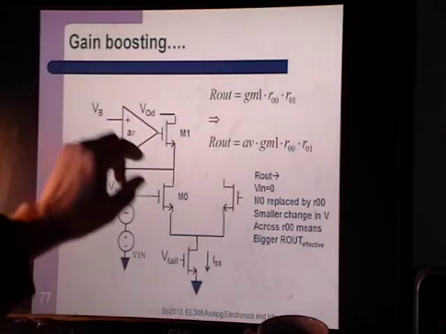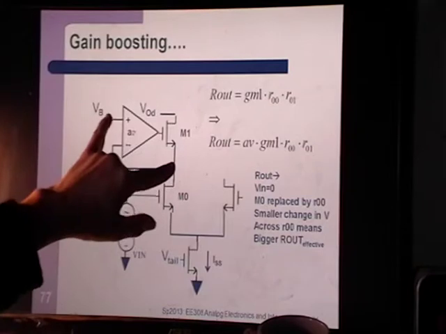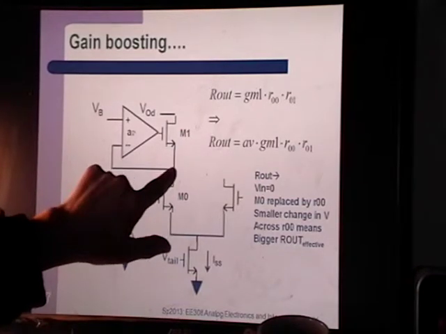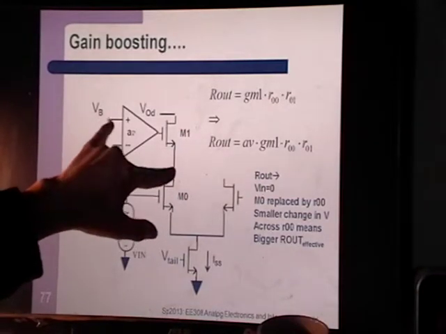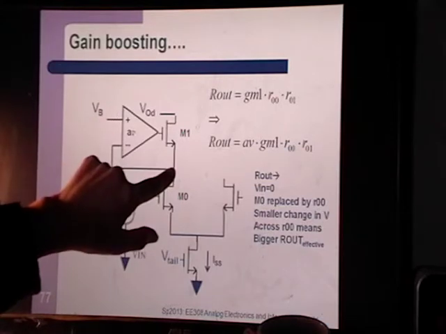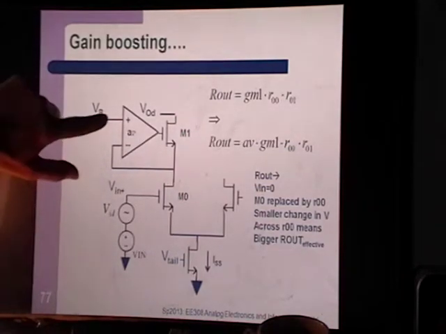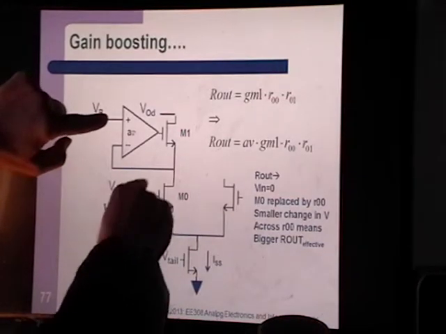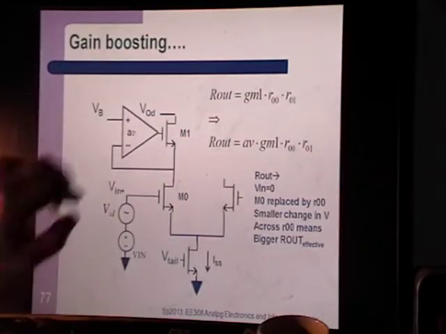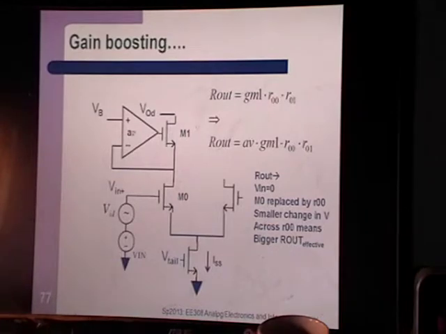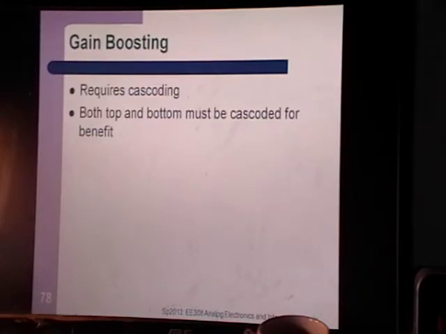In the example, what I did was I held this node unmoving. I had that as an AC ground, and I moved this node. But what actually happens in real life is this node is connected to V bias, so it isn't moving. And when you change V in, this node actually moves. But it's the same thing. You're changing the voltage across here. And then I'll leave the rest of the questions for the review session.